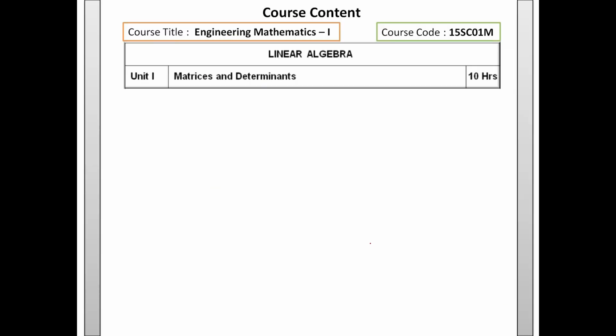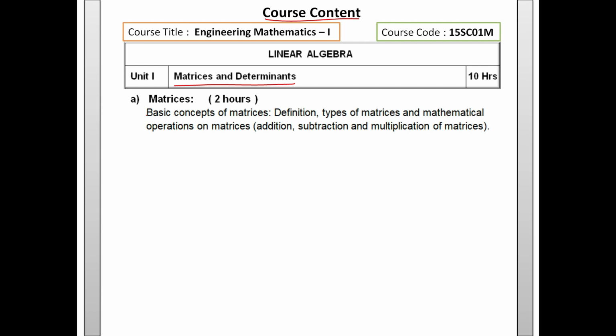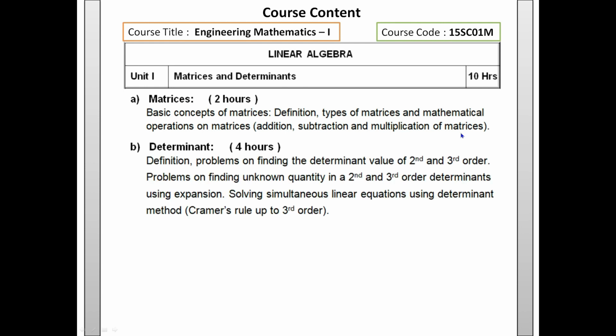Let us know the detailed course content of first chapter, matrices and determinants. Matrices. Here we start with basic concepts of matrices, definition, types of matrices, and we have examples on addition, subtraction and multiplication of matrices. Then we have determinant, definition, an example on determinant of second and third order, finding unknown quantity in second and third order determinants.